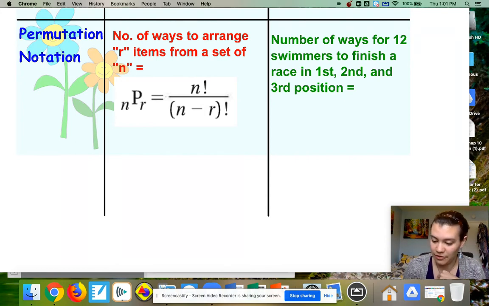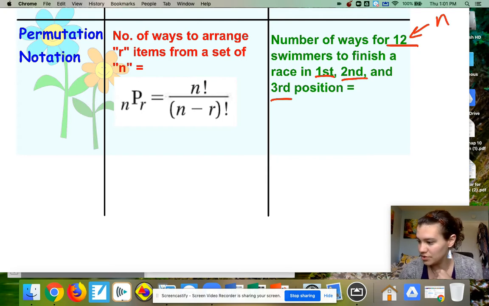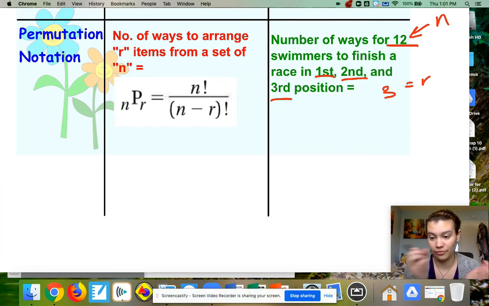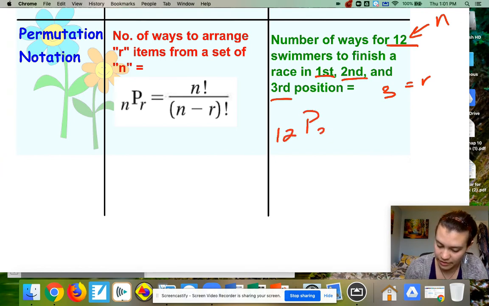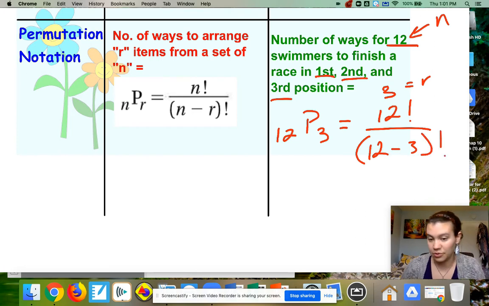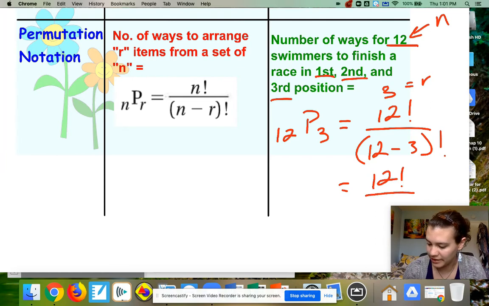So if we're looking for the number of ways that 12 swimmers can get first, second, and third, 12 is the n, or your total number. And then 1, 2, 3 is going to be your r, because that's how many you want from those 12. So you would write it out as 12P3, and then you want 12 factorial on top and 12 minus 3 factorial on bottom. You can simplify this to 12 factorial divided by 9 factorial, and then put this into a calculator.